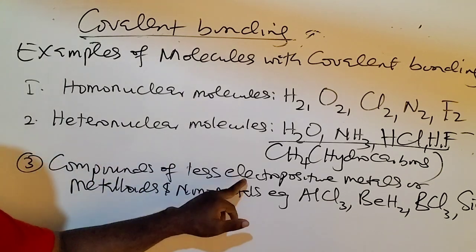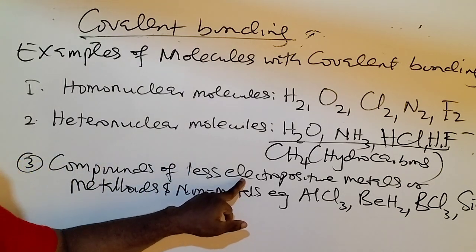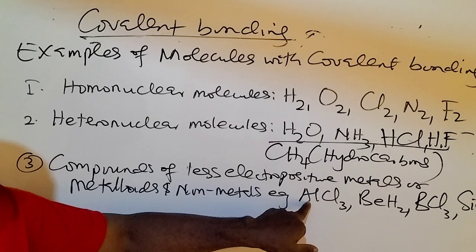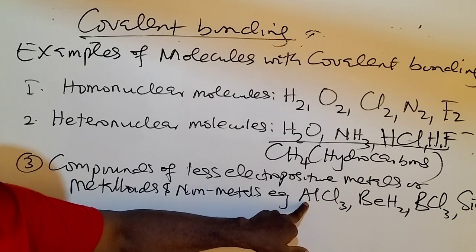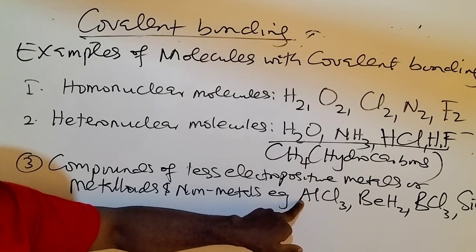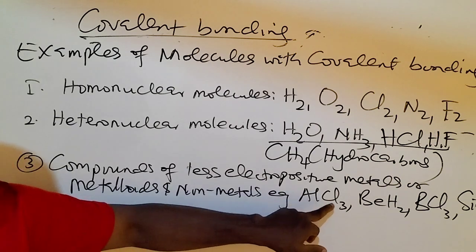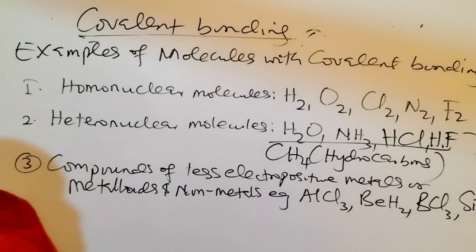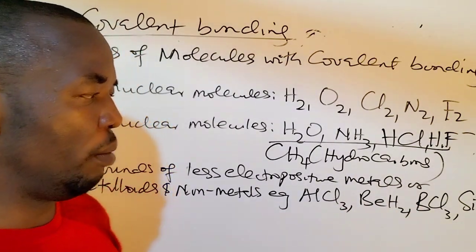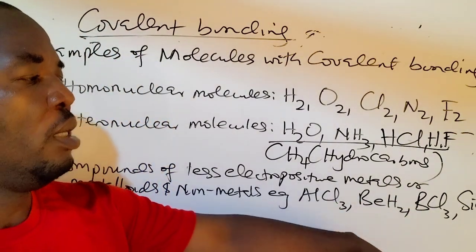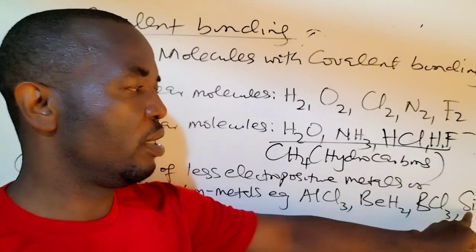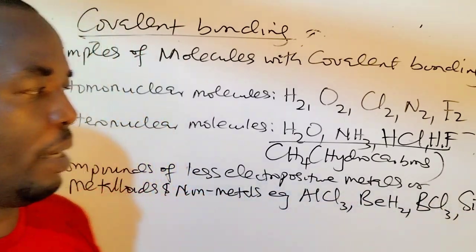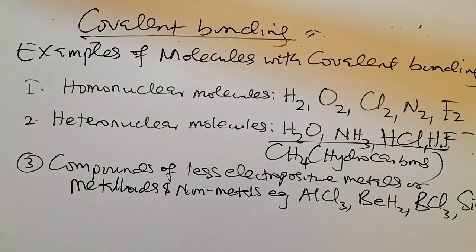And that metal there must be less electropositive. Example, aluminium is less electropositive, being in group 3 compared to group 1 and 2 elements. So aluminium chloride is covalent, beryllium hydride is covalent, boron chloride is covalent. Remember that boron is a metalloid. Silicon tetrachloride is covalent. Silicon is also a metalloid. So these are examples of covalent substances.